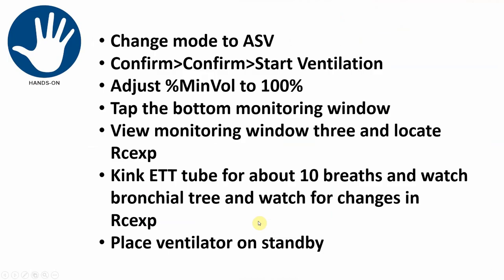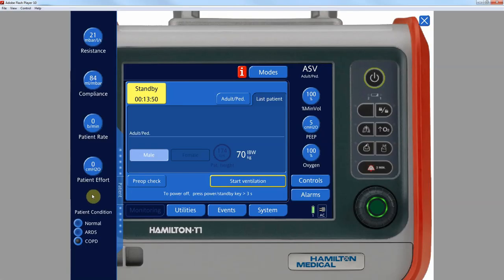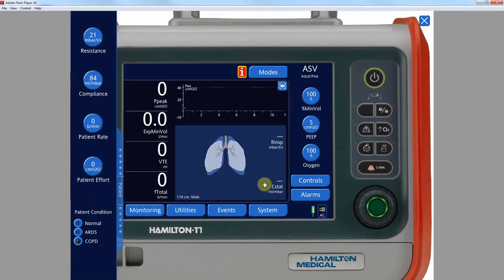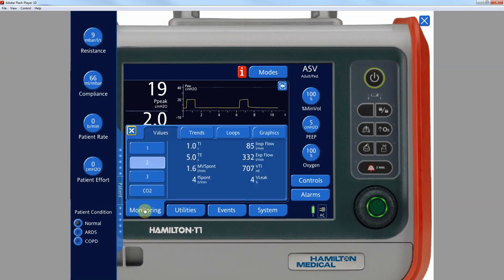So let's look at some differences in the expiratory time constant depending on what's wrong with the patient. We'll start ventilation. Let's first start with a normal lung, and it's going to take it a few seconds. There we go. So we'll go to monitoring, and we'll look at our expiratory time constant. It's 0.6 seconds. We said that was normal, and we have normal lungs.